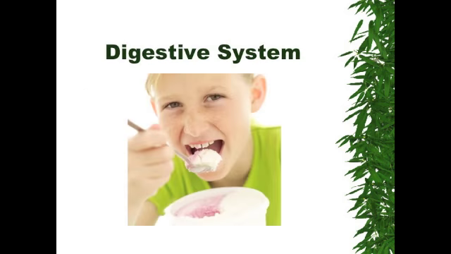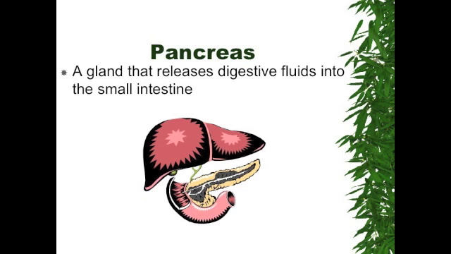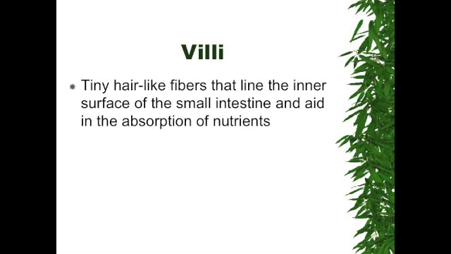The digestive system. Digestion starts in your mouth by chewing and saliva that wets your food so that you can swallow. The esophagus is the passageway for food from the mouth to the stomach. The pancreas is a small gland that releases digestive fluids into the small intestine. This helps break your food down further. The villi in the small intestine will help absorb the nutrients from the food that has been digested.